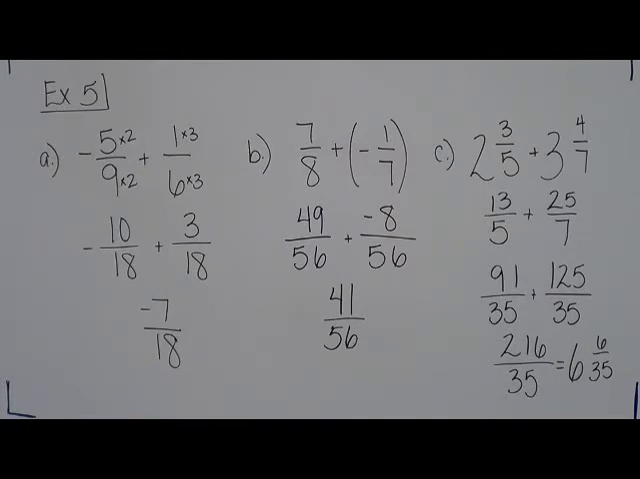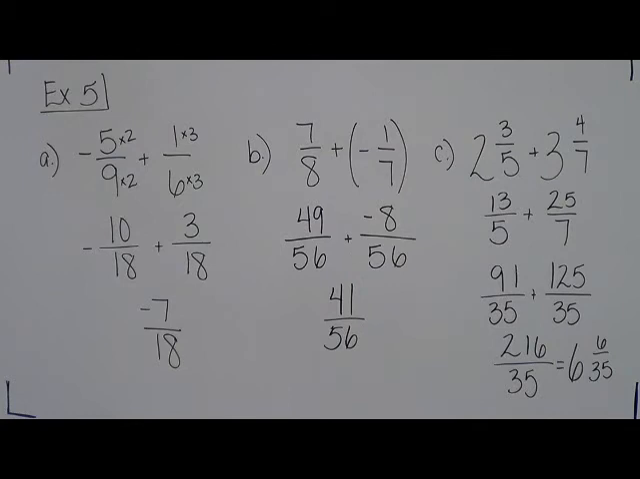On the next one, between 8 and 7, my common denominator is 56. So I multiplied the first fraction by 7 over 7. So 7 times 7 is 49. The second one, I multiplied it by 8, which means that negative 1 times 8 is negative 8. 49 plus a negative 8, which really means 49 minus 8 is 41. And so the answer is 41 out of 56.